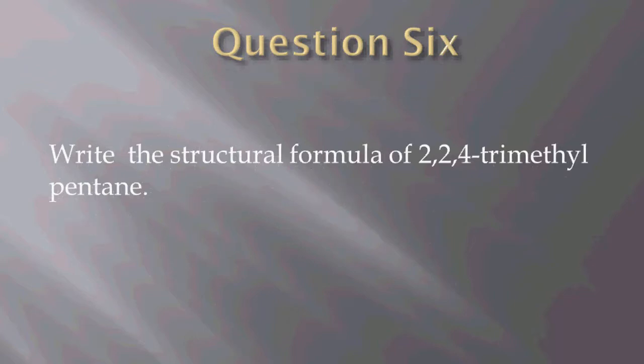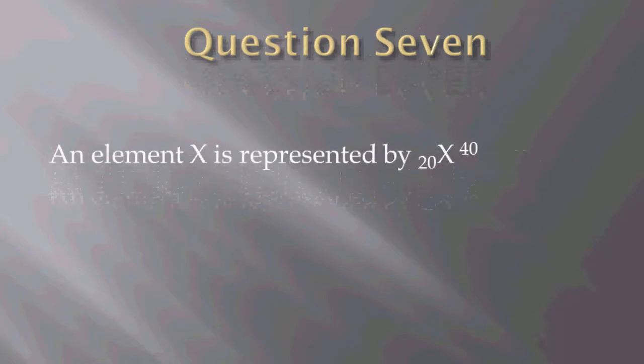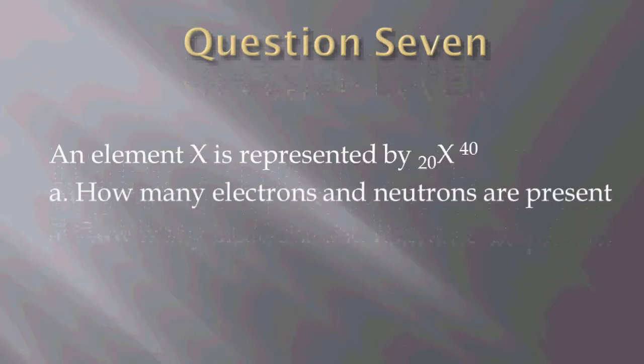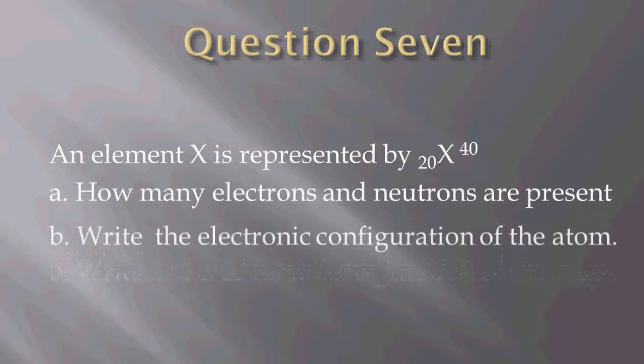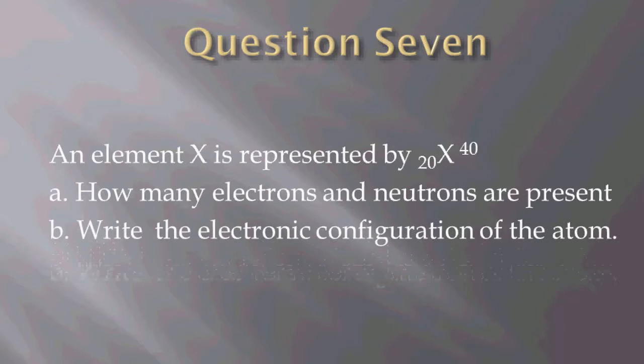Question number 7. An element X is represented by this symbol here, X with 40 up and 20 down, just like you can see. Now here are the questions. 1. How many electrons and how many neutrons are present? 2. Write the electronic configuration of this atom called X.